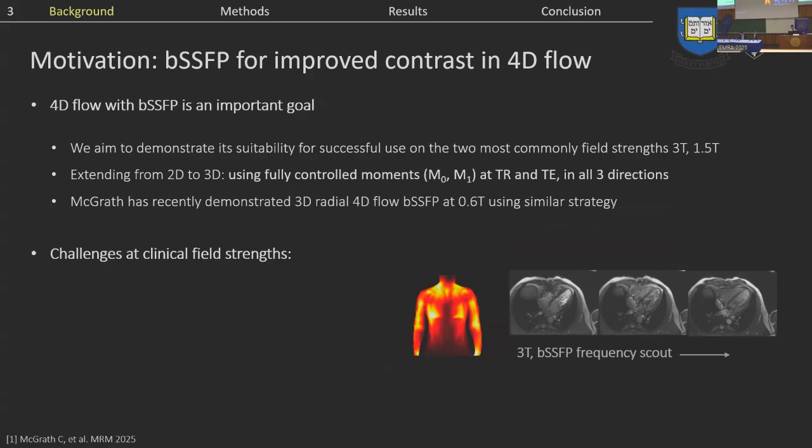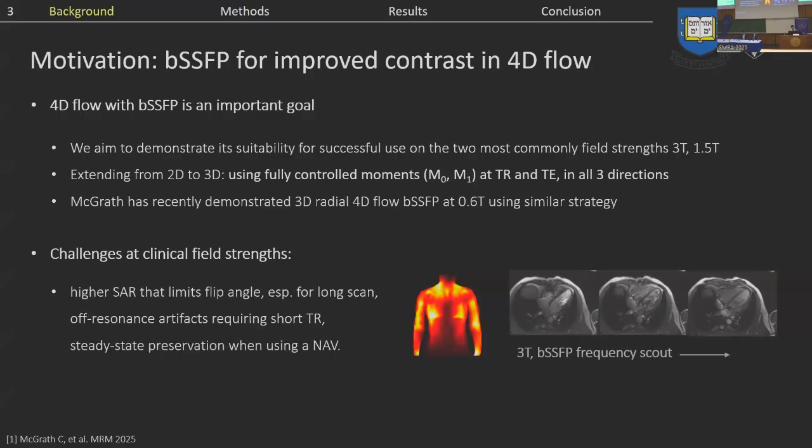That means we want to encode the flow in all three directions, X, Y, and Z. So we have to allow the first moment in X, Y, and Z. This implementation has been done by McGrath at 0.6 Tesla as well, but this has never been tested at a clinical field, which has some additional challenges like higher SAR, stronger off-resonance artifacts, and also steady-state disturbance. So how can we address those problems at clinical fields?